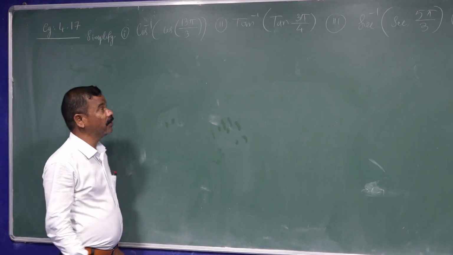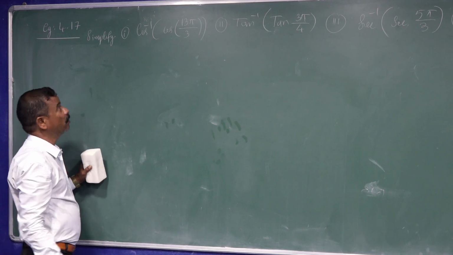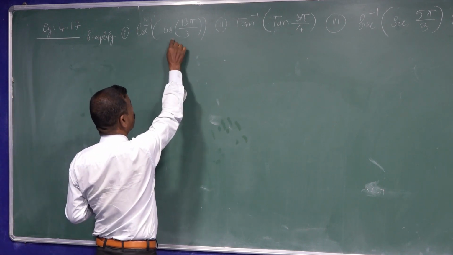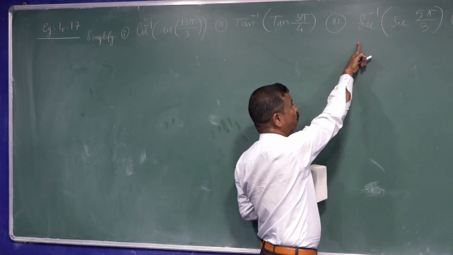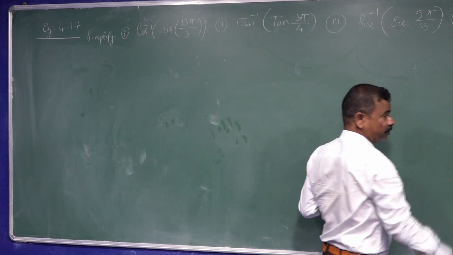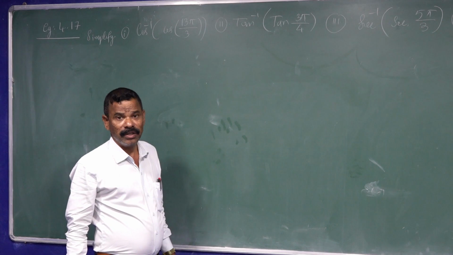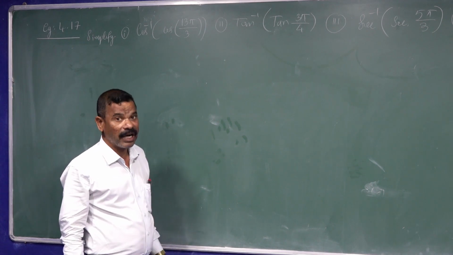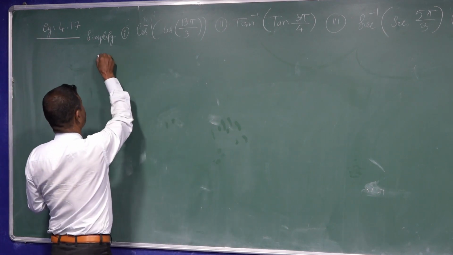Dear children, now we start the 4.17 example. Simplify. First question, cos inverse of cos 13π/3. Here tan inverse, here sec inverse, here sin inverse. We know the principal ranges, domains. In those domains, we check whether the value lies or not. Here, number one solution.